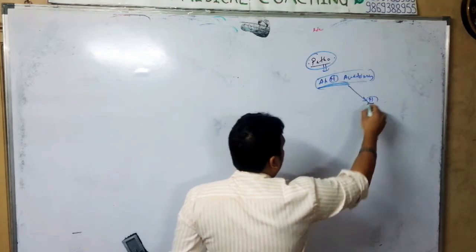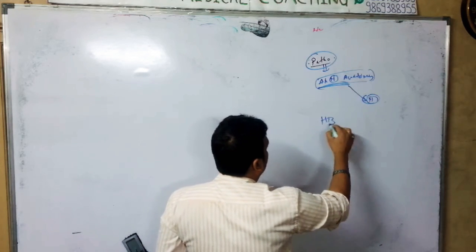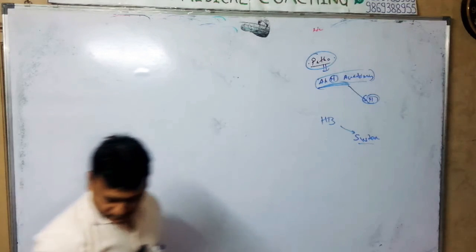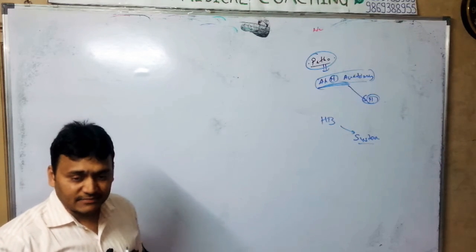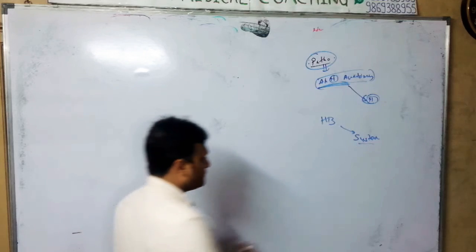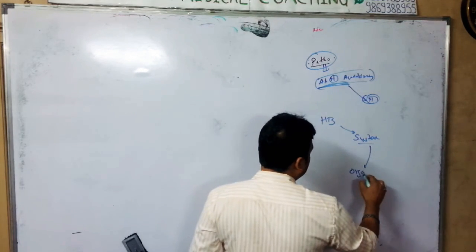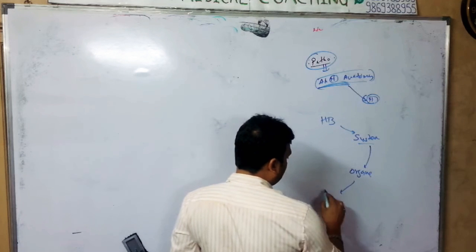Abnormal anatomy. Now, we all have understood that the human body is made up of what? Systems. We have 10 to 12 systems, right? Respiratory system, cardiac system, all of that. Every system is made up of what? Organs. Every organ is made up of what?